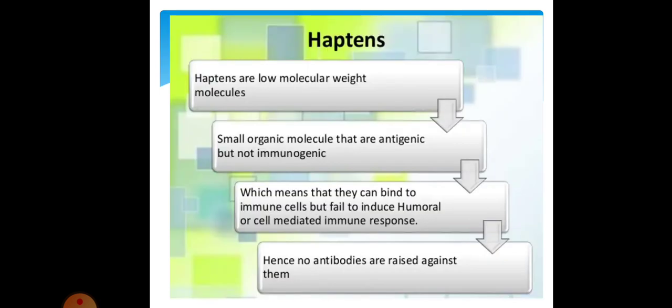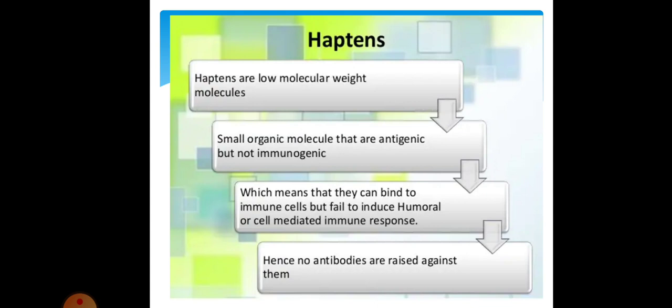Haptens are low molecular weight molecules. It is one important character of the hapten molecule. Second, they are small organic molecules that are antigenic but not immunogenic. If any small organic molecule in front of us is antigenic but not immunogenic, then that molecule is nothing but a hapten molecule.